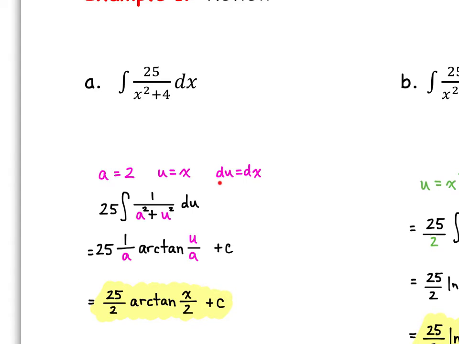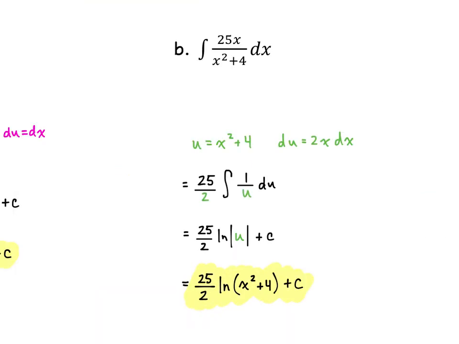We're going to use those inverse trig identities there. So we let a equal 2, u is x, so du is dx, and we rewrite that, and we get our final answer of 25 over 2, arctan of x over 2. Don't forget, plus C.